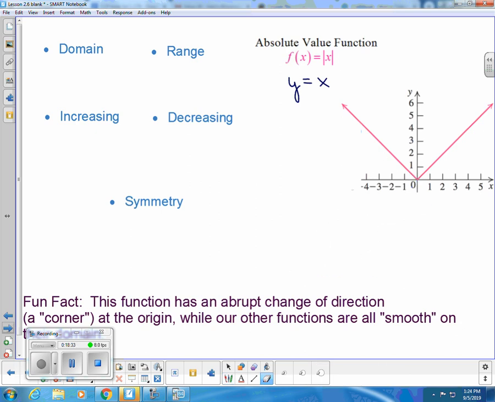All right, so looking at this, it almost looks like a parabola that got straightened out, right? So the properties are going to be the same as the quadratic. The domain is going to be all reals. The range is going to be what? 0 to infinity, including 0. It is increasing on the right side from 0 to infinity. It is decreasing from negative infinity to 0. And the symmetry is even.